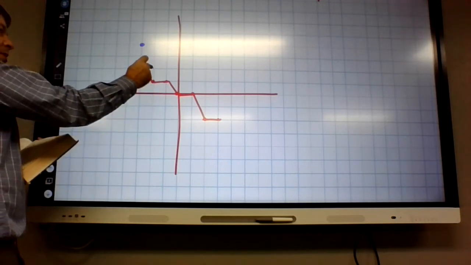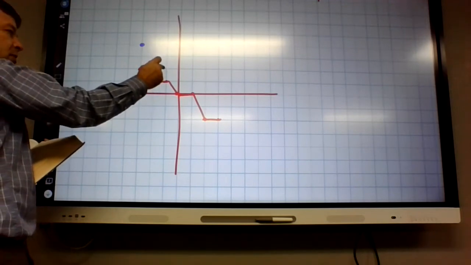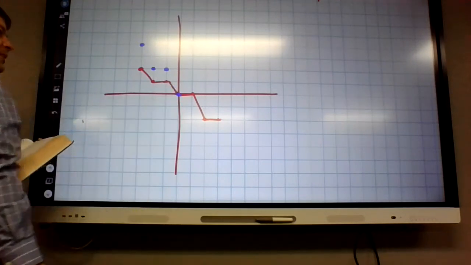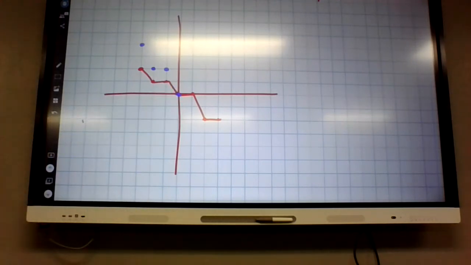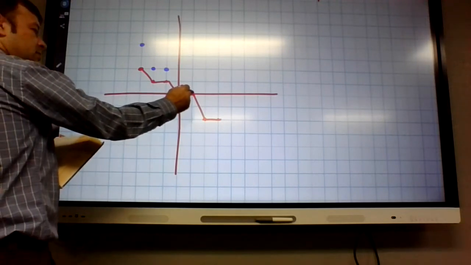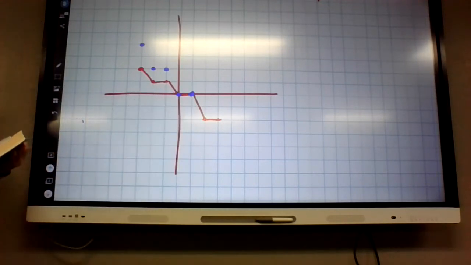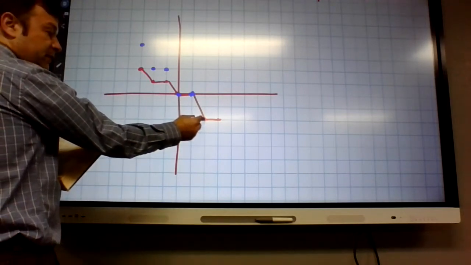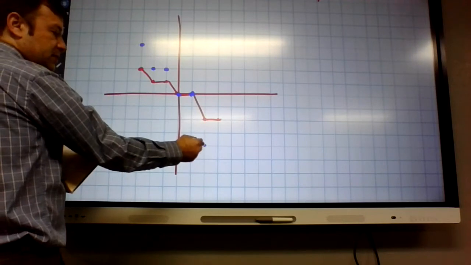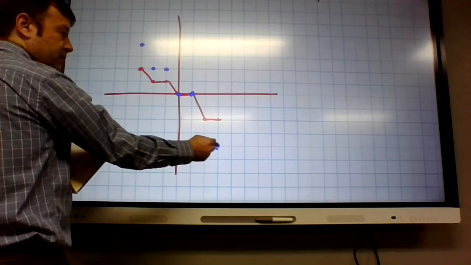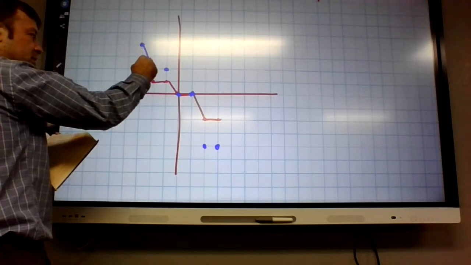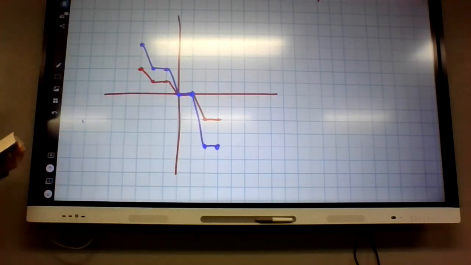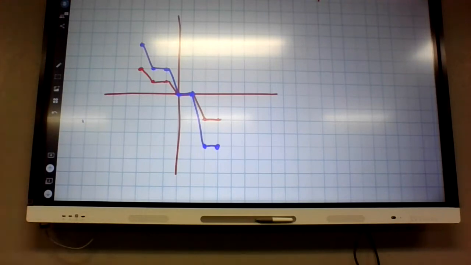At -2, 1 is going to go up to 2, -1, 1 is going to go up to 2. Where's 0 going to go? 0 times 2 is still 0. Then the function value jumps down to -2, so that times 2 is -4. So everything is twice as tall, twice as high, twice as low.